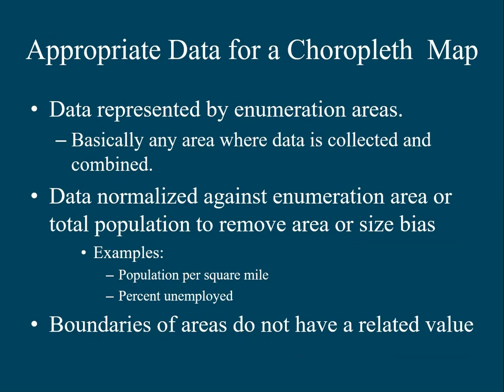So let's talk a little bit about appropriate data for choropleth maps. Obviously we need data that's going to be represented by enumeration areas. So we can't have point data represented with a choropleth map. But what we can do is take multiple sets of point data, aggregate it into an actual enumeration area, so a polygon, like a zip code area, county, a state, whatever, and then visualize it. That's necessary. Data normalized against enumeration area or total population is a typical method we see for removing bias in certain amounts of data.